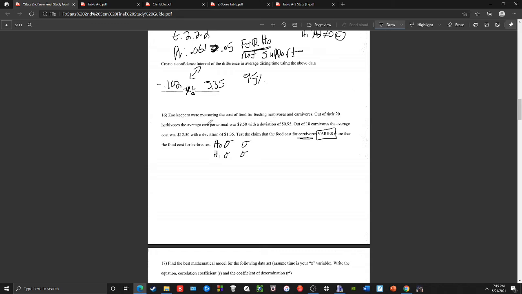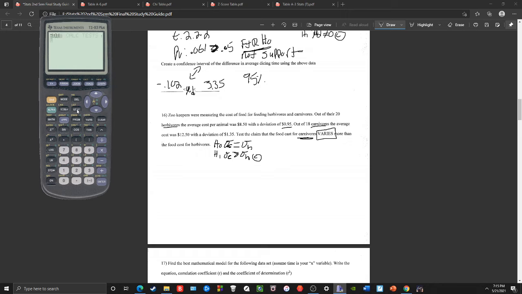So in this case here, herbivores have a deviation of 0.95. Carnivores have a deviation of 1.35. So because carnivores have the higher deviation, they have to be the first ones in my setup here. And then herbivores would be the second one. So equal to and then bigger than, right? So remember, when you're testing a two sample variance, because this is what this is, we have two samples, herbivores and carnivores, and we're testing their variance, then the bigger variance has to be the first sigma. Okay? And this is my claim, that the carnivores vary more than the herbivores.